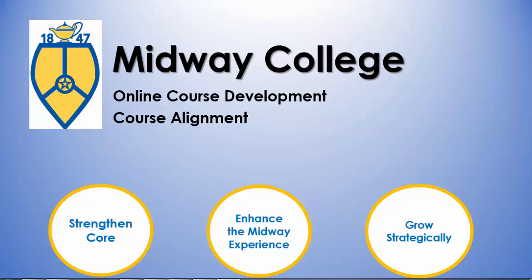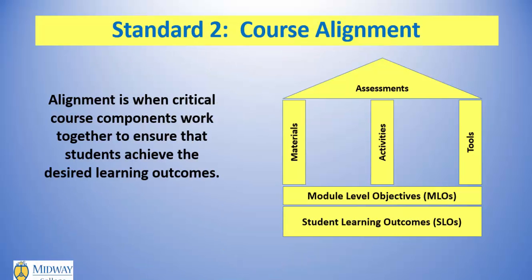Using the taxonomy can improve student learning by aligning course objectives, activities, and assessments with each other. Alignment is when critical course components work together to ensure that students achieve the desired learning outcomes. The key areas for alignment are learning outcomes or objectives, instructional activities, and assessments. You will also want to consider the resources, materials, and tools that you will use and whether or not they support the alignment of the key areas.